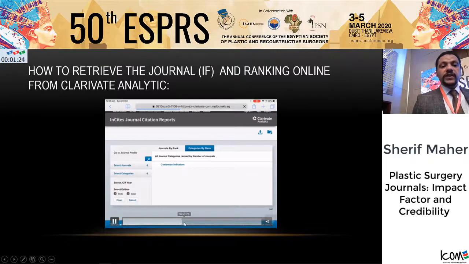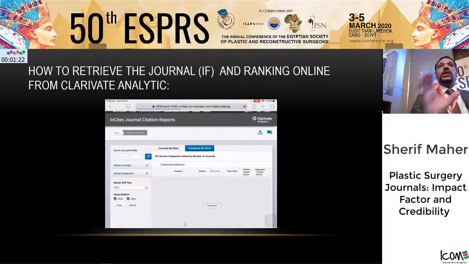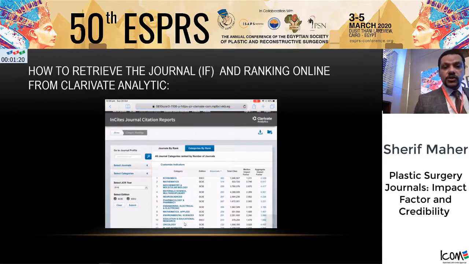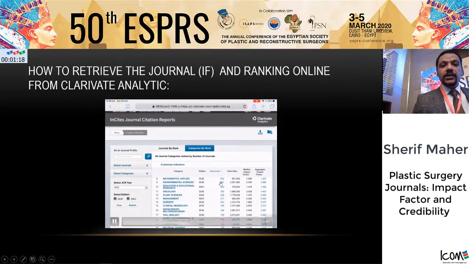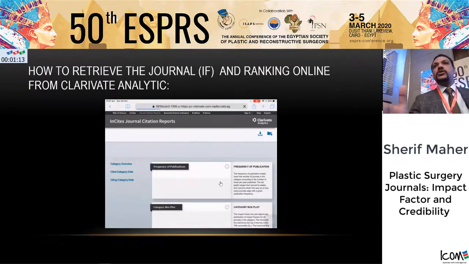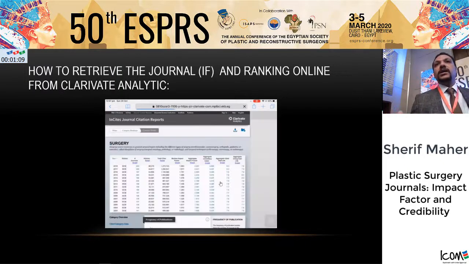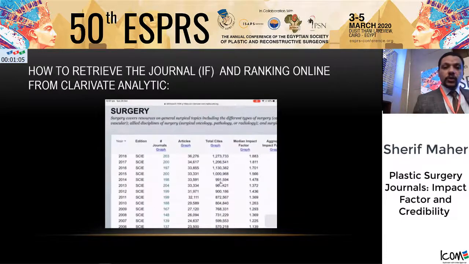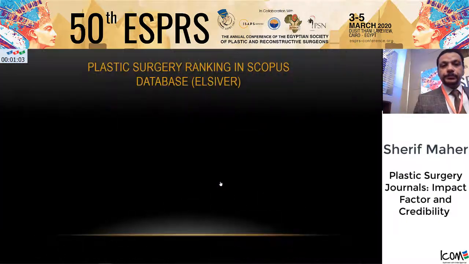Here we can choose surgery as a subject. We are going to search for the plastic surgery journals and then choose which type of category we want to search for. Maybe we search for the plastic surgery journals. We will find around 14 or 16 journals, and they are ranked Q1, Q2 or Q3 according to their impact factor.